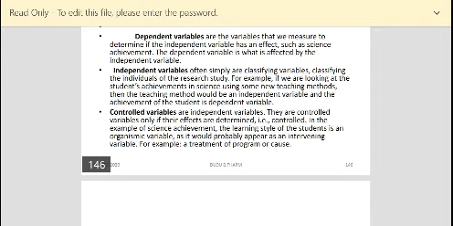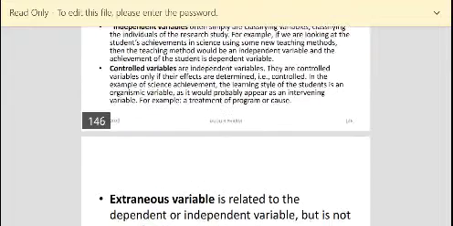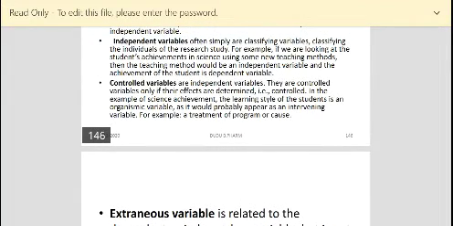Then let's see, another type is the controlled variable. Controlled variables are independent variables. They are controlled variables only if their effects are determined. In the example of science achievement, the learning style of the student is an organismic variable, as it will probably appear as an intervening variable. For example, a treatment program or course. This is what we call a controlled variable.